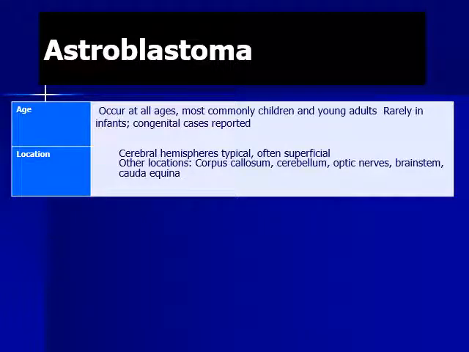Astroblastoma. It is a rare tumor. It can occur at all ages, but as we teach, when you see the word blastoma, it means that we are dealing with children and young adults. Usually it occurs in the cerebral hemispheres, typically superficial in location. It likes the area of corpus callosum, cerebellum, optic nerves, brainstem, but usually it is seen as a peripheral lobar lesion.